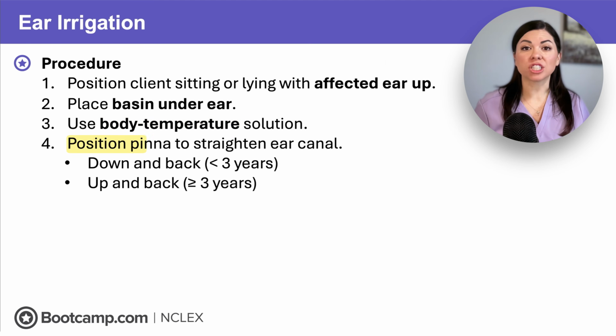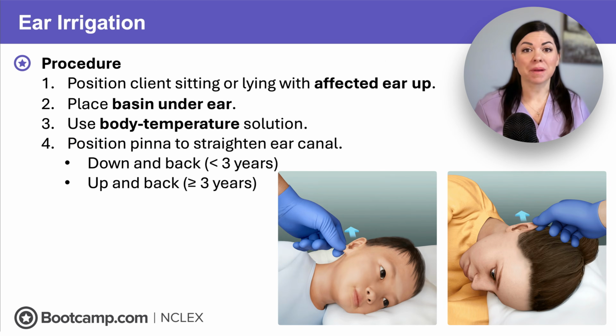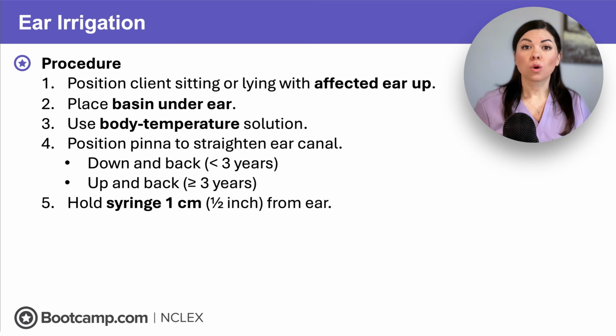Before irrigating, position the pinna to straighten the ear canal. Pull it down and back in children under 3 and up and back in older children and adults. We must hold the irrigation syringe about 1 centimeter or half an inch from the ear.